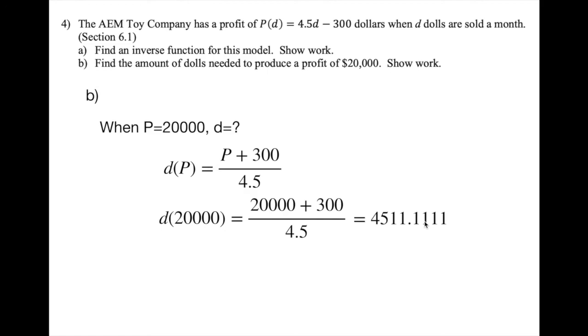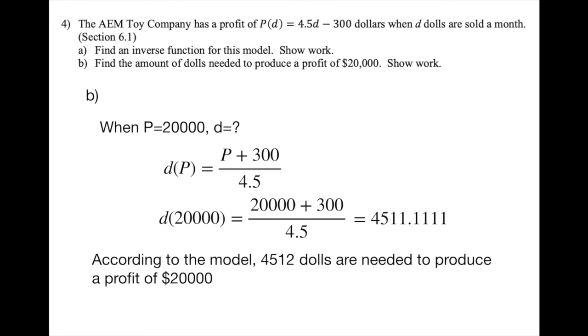But is that right? Suppose we only have 4511 dolls. That means our profit will be slightly smaller than 20,000. It will not actually reach that number. So in order to actually reach the profit of 20,000, we have to add one more doll, no matter what the digit to the right of the integer part is. So we need 4512 dolls in order to reach a profit of 20,000. That's part B.